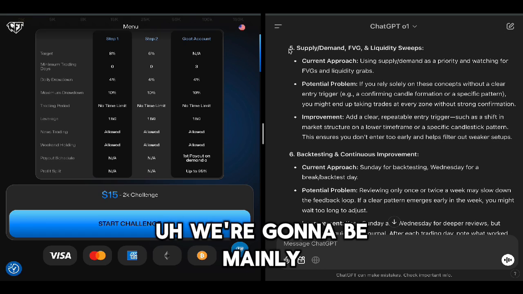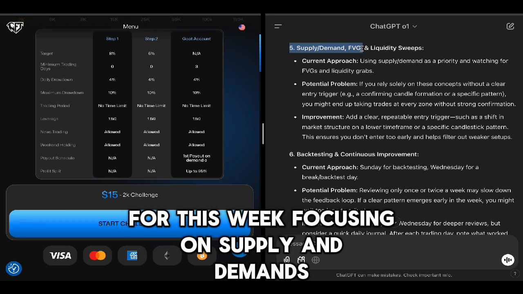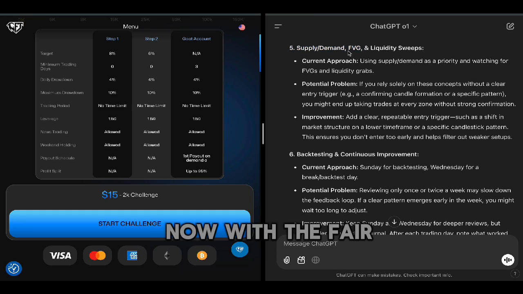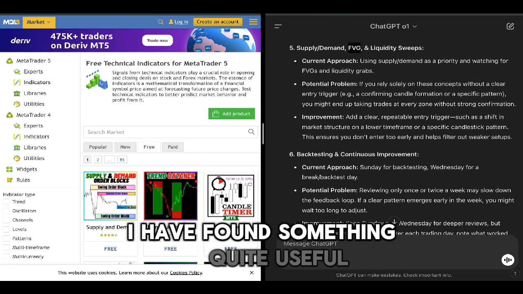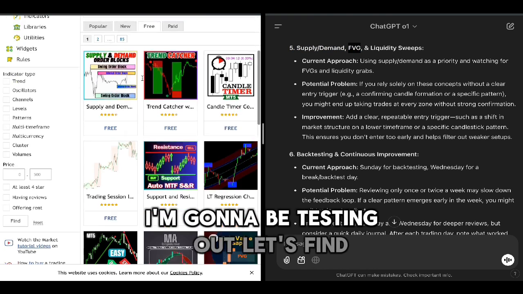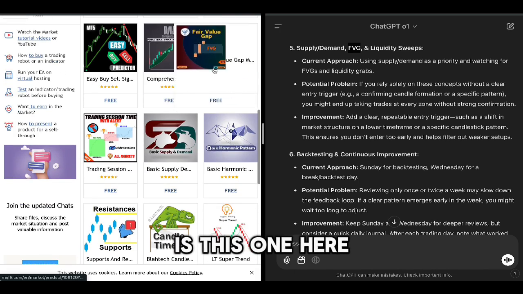We're going to be mainly, for this week, focusing on supply and demand, fair value gap, and liquidity sweeps. Now, with the fair value gap, I have found something quite useful. I'm going to be testing out, let's find it, it is this one here.